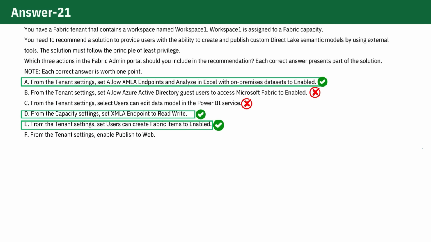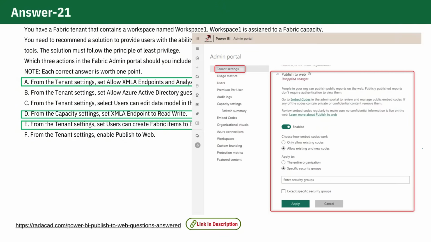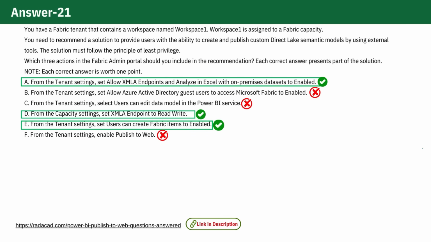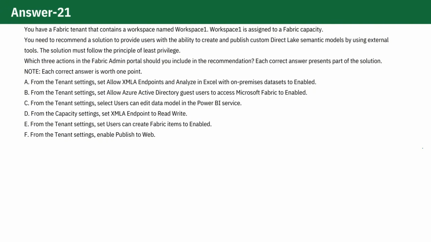Option F. From the tenant settings, enable Publish to Web. This setting allows users to publish reports to the web, making them publicly accessible. It does not pertain to the internal creation, modification, or management of semantic models using XMLA endpoints or external tools. It is more about sharing reports publicly rather than providing permissions for model creation and management, so it is incorrect. So, the correct options are A, D, and E.